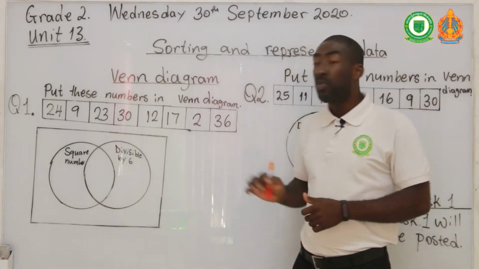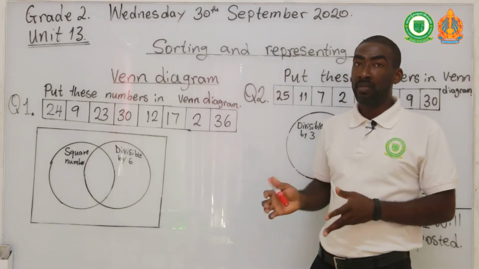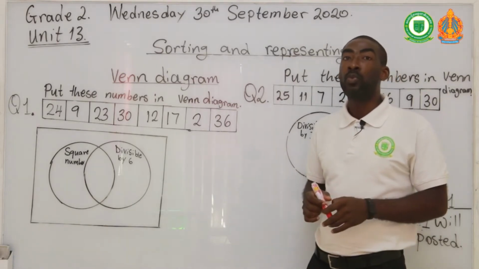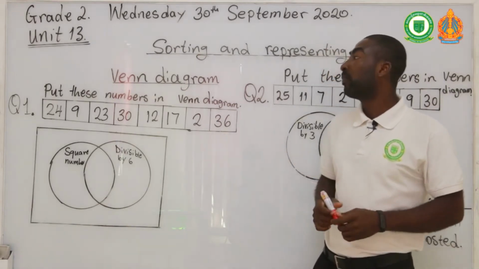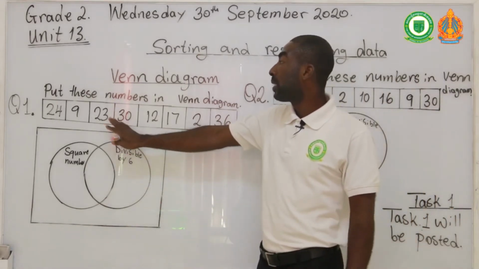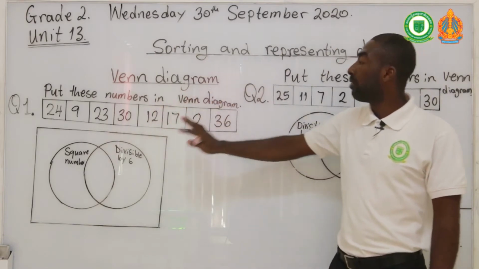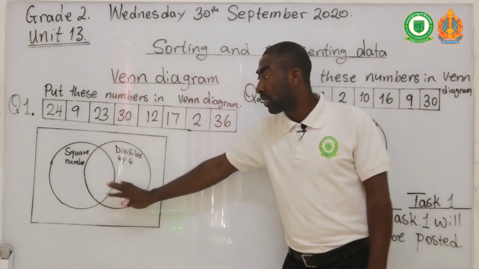We'll be dealing with two-circle Venn diagram on this video, and on our subsequent video we'll be dealing with three-circle Venn diagram. Okay, so first one, we have some numbers here that we need to put in the Venn diagram. So this is our Venn diagram. It comes with two circles.